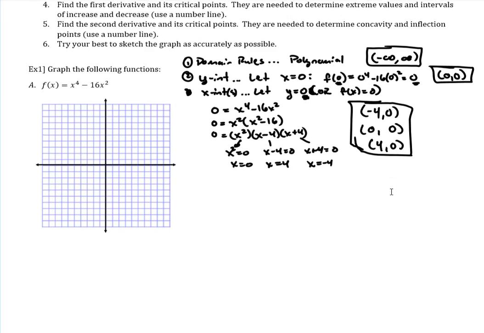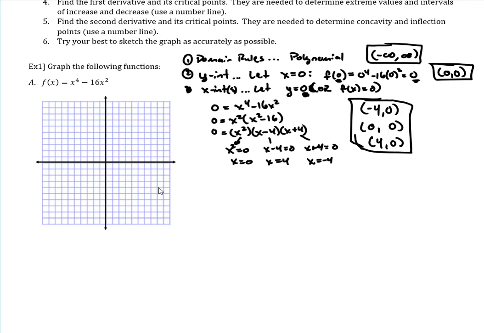Okay, and with that, at any moment, you could start graphing. So for instance, let's go ahead and get these points just plotted. On the x-axis, 1, 2, 3, negative 4 is there. Here's 0, 0. And then 1, 2, 3, 4 is here. All right, so there are those 3 points.